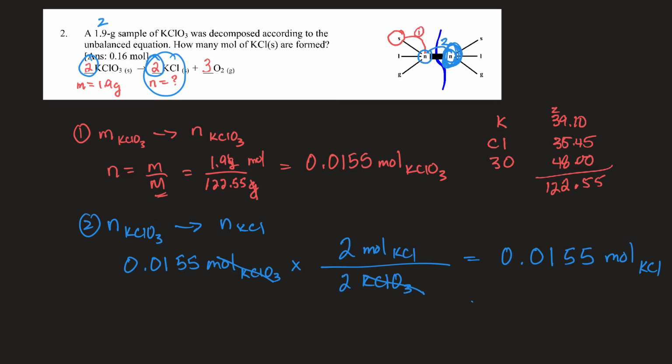So in my answer, I need 2 sig figs, so it'd be 0.01. And then I need to look 1 past that. It's 5 or more, so I bump that up to a 6. Moles of KCl. So you notice my mistake in the question. I should have had another 0 in there. That's a good one.